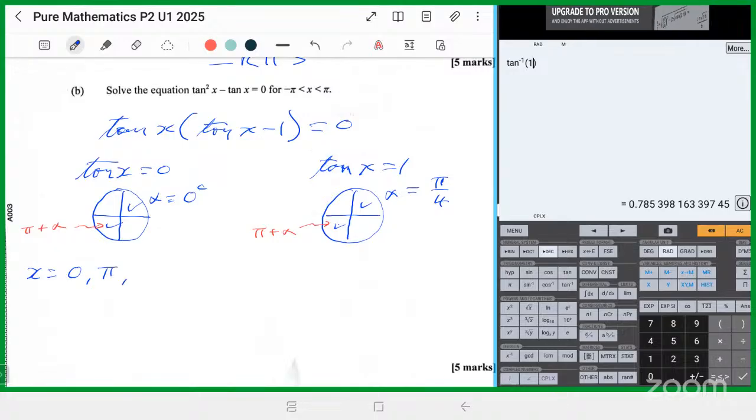Then, to get the negative angle, we take this minus 2 pi. So you get negative 2 pi. And then this minus 2 pi, negative pi. Right, so the first two values: 0 minus 2 pi, so we get the negative angles, and pi minus 2 pi.